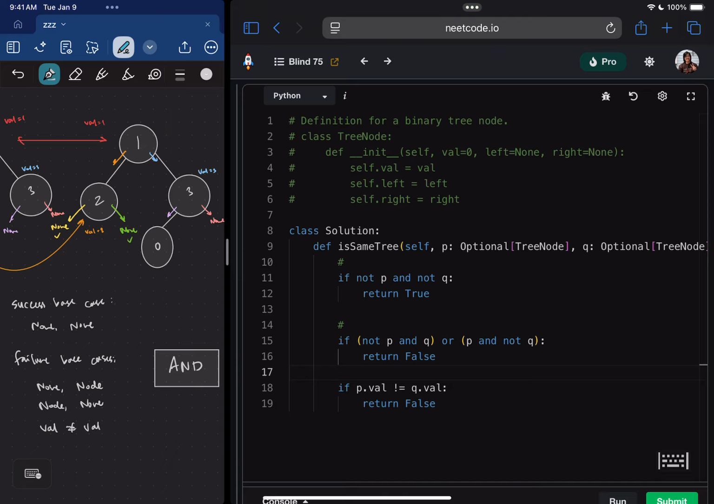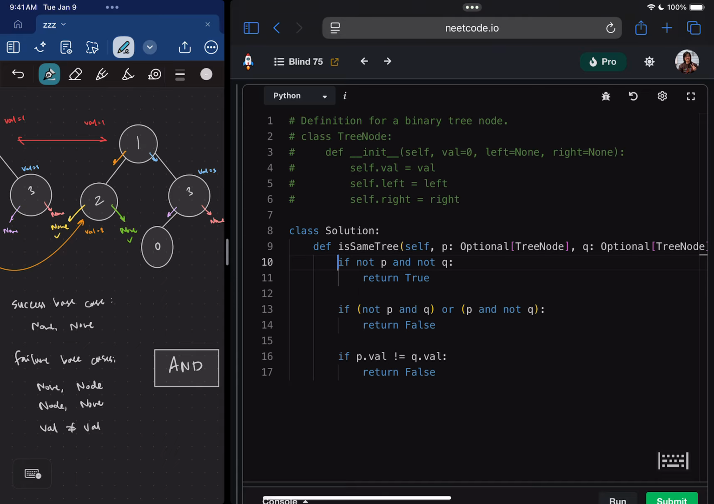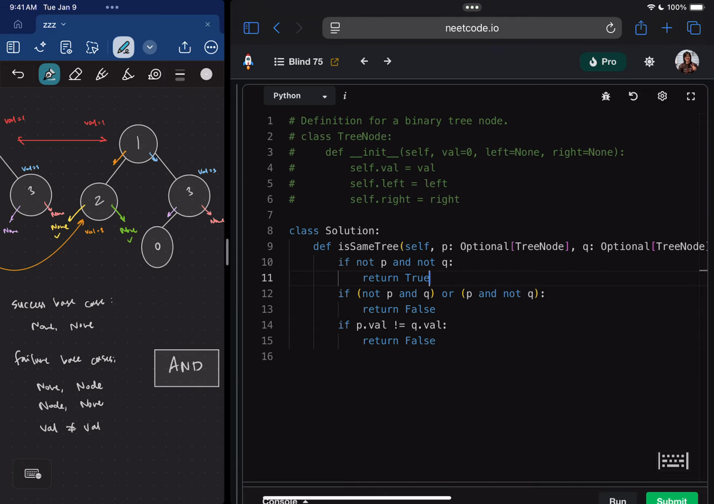Okay, so I don't know if we need to actually, because these are pretty self-explanatory. They're both none. One is none, the other is not. The values are not the same, right? These don't necessarily need comments. But I think it is nice to split them like this. Okay, so those are all of our base cases.